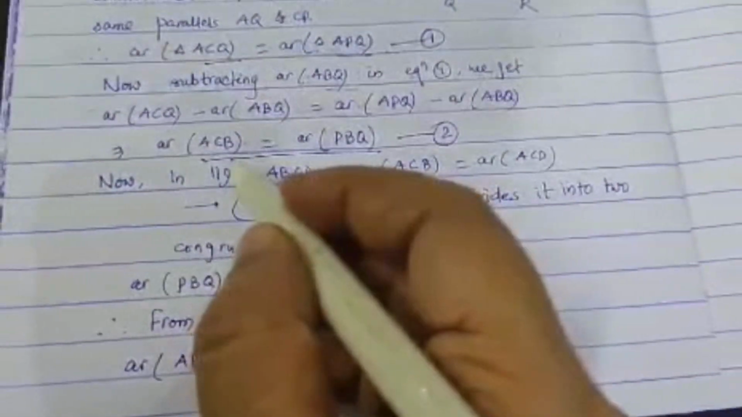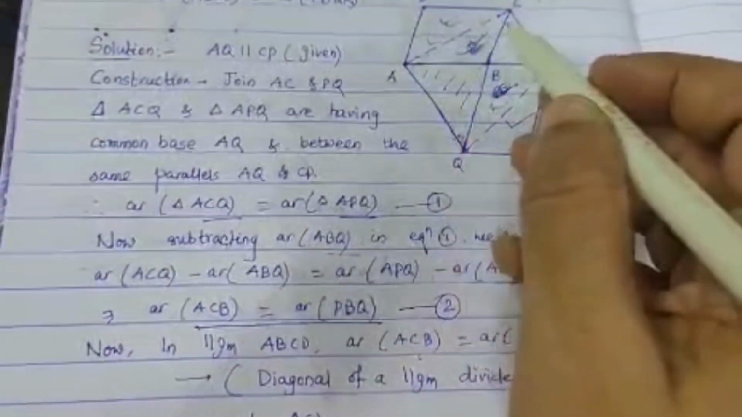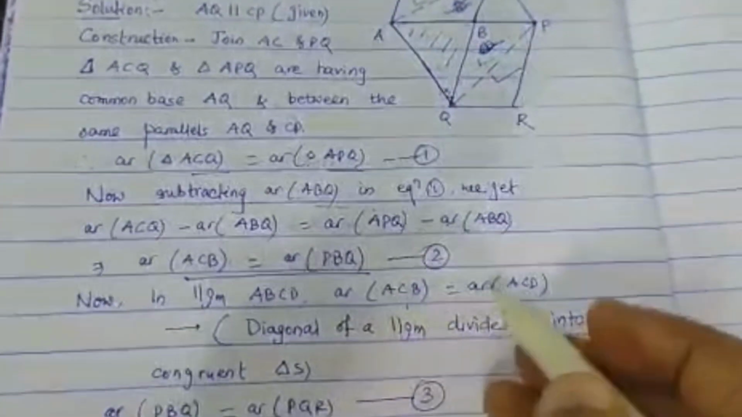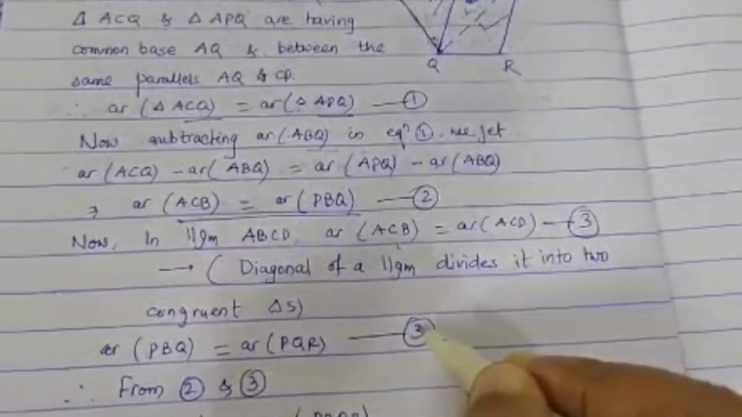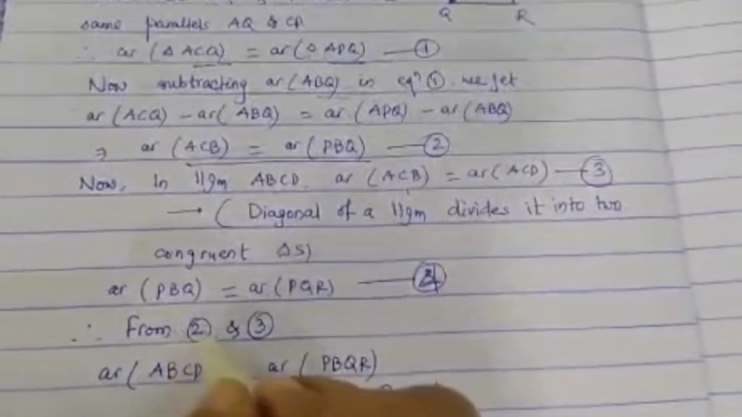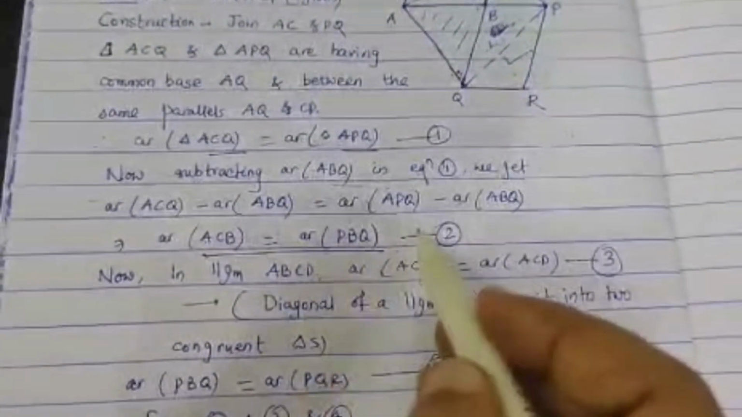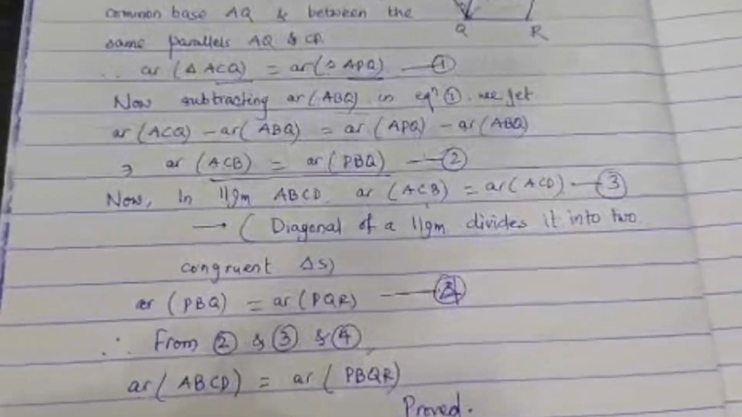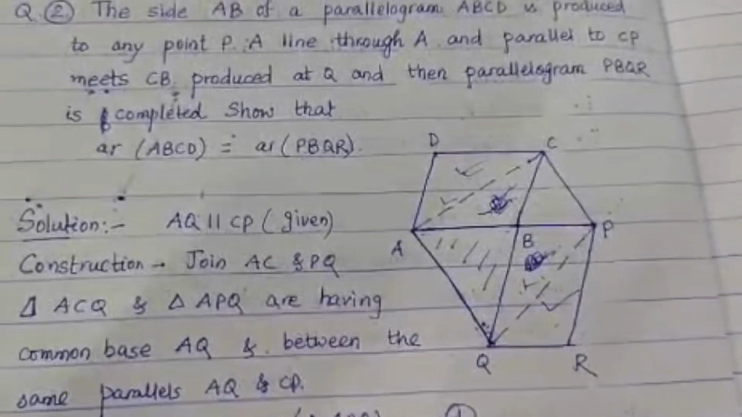From 2 and 3, ACB, PBQ, PQR. Okay, sorry, this one is 3 and this one is 4. So from 2, 3 and 4 we can write like this. From 2, 3 and 4 we can say that area ABCD is equal to area PBQR. Okay, so I hope everything is clear.